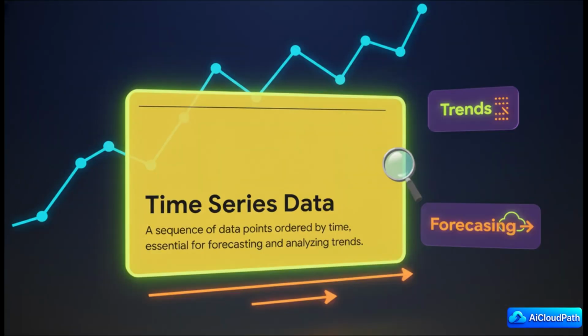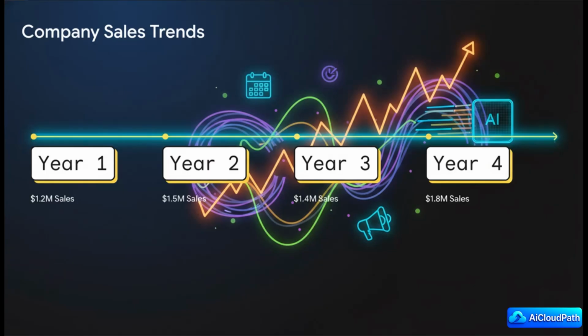Okay, next up for structured data, we're adding a really crucial ingredient, time. This is called time series data. All it is is a sequence of data points that are ordered by when they happened. And that is the absolute key to spotting trends and trying to predict what's going to happen next. Think about company sales, for instance. If you track them year after year, an AI can start to see patterns. Are sales always higher in the summer? Did that big marketing campaign we ran actually do anything? It's this ordered by time sequence that lets us ask those questions and actually get answers.